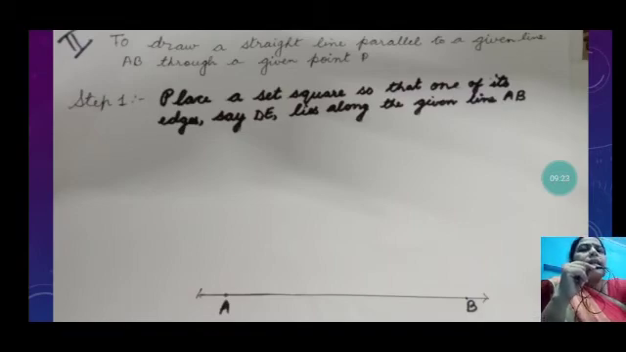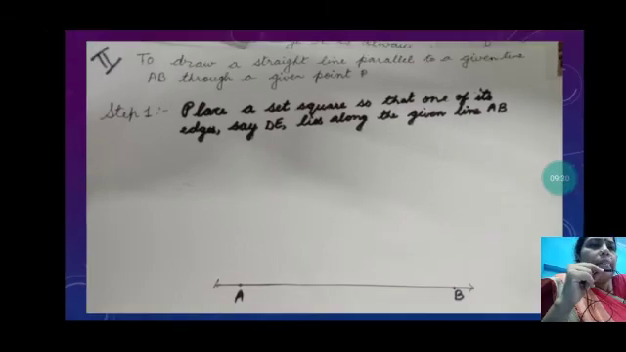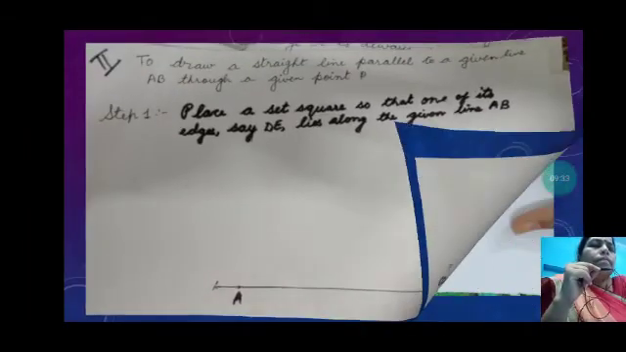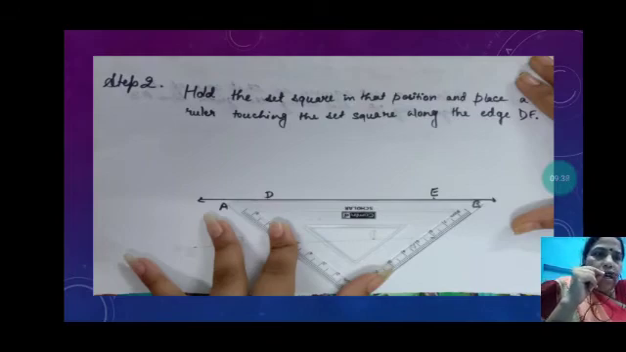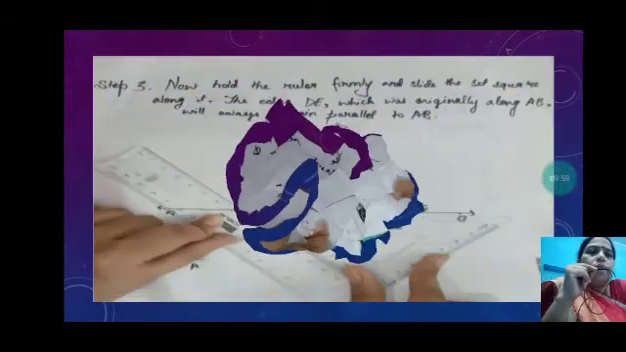Now, step 1: place a set square so that one of its edges, say DE, lies along the given line AB. Now see what we have done. We have put the set square along the line AB, and the set square I have marked as DE, so that it touches AB. Now hold the set square in that position and place a ruler touching the set square along the edge DF.